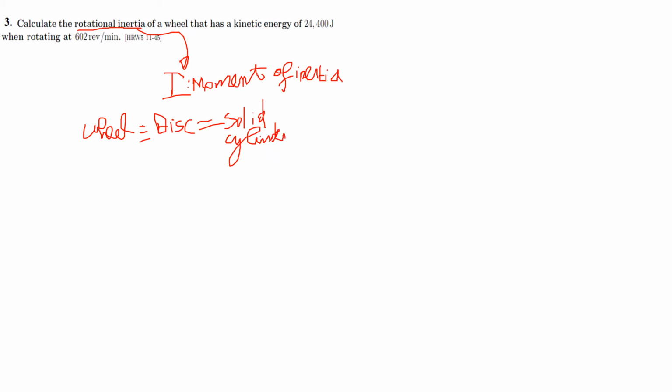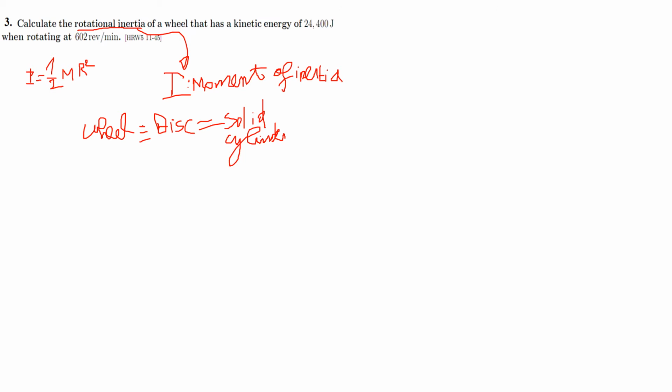And we know how to calculate the moment of inertia of a solid cylinder. The moment of inertia of a solid cylinder is equal to 1/2 mass of the cylinder, or mass of the disc, times the square of radius. Then if the mass and the moment of inertia are given, you may calculate the radius. If mass and the radius are given, you may calculate the moment of inertia.